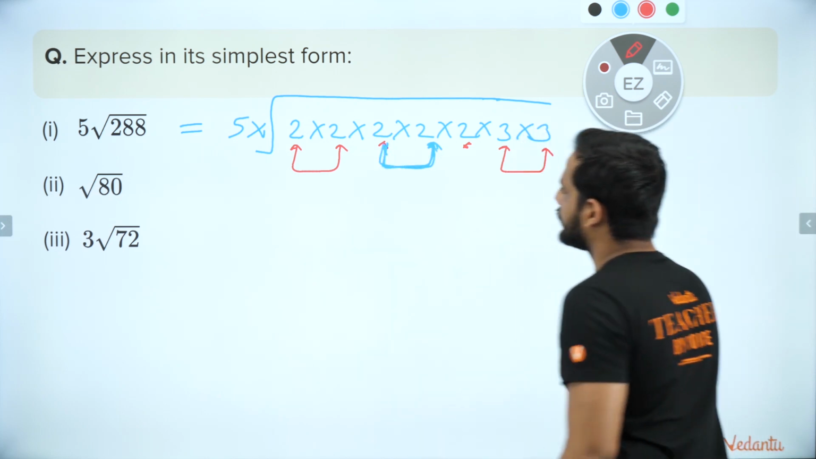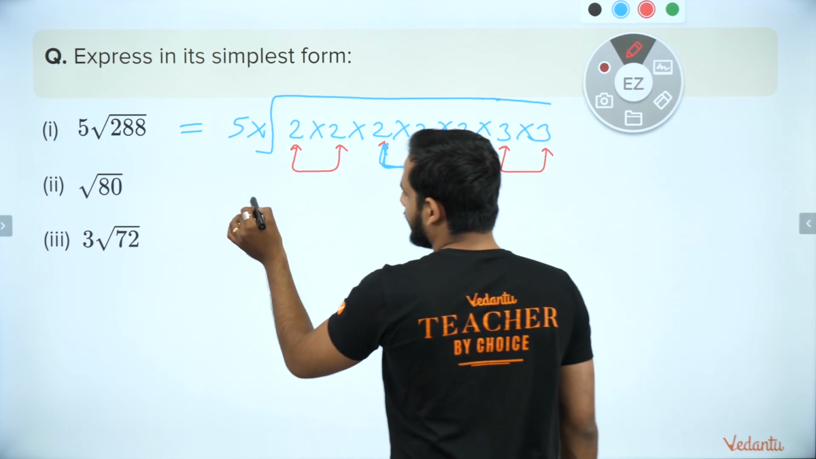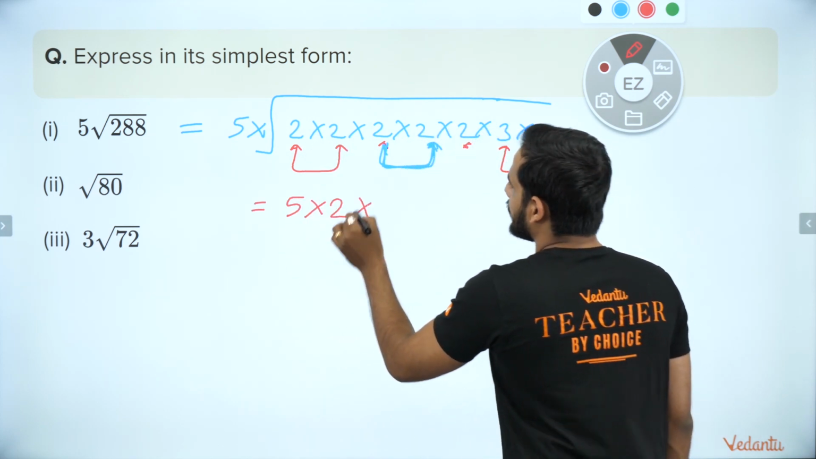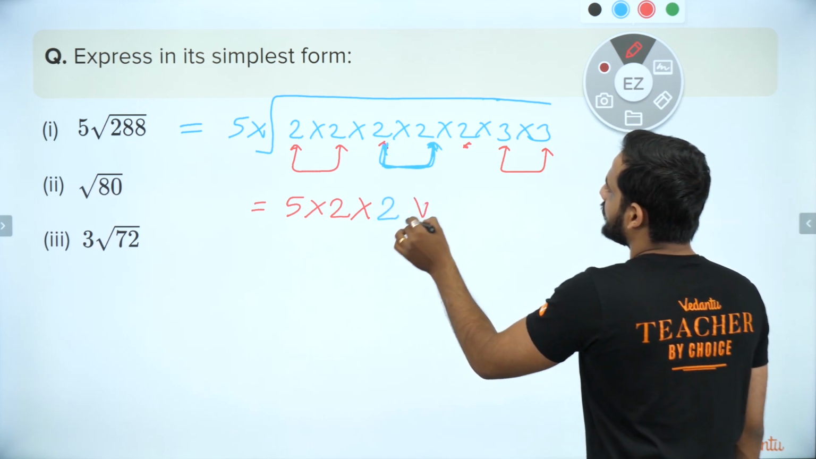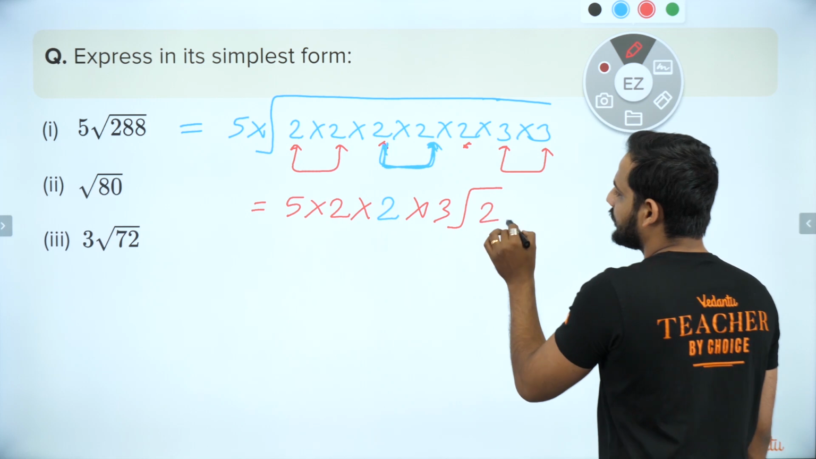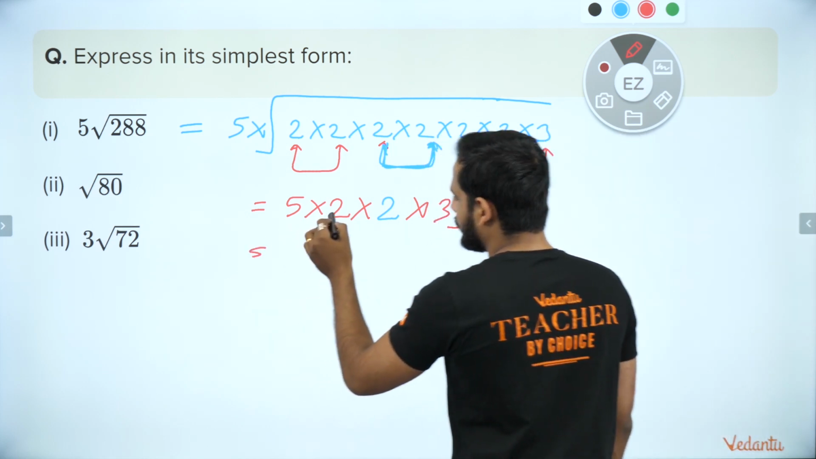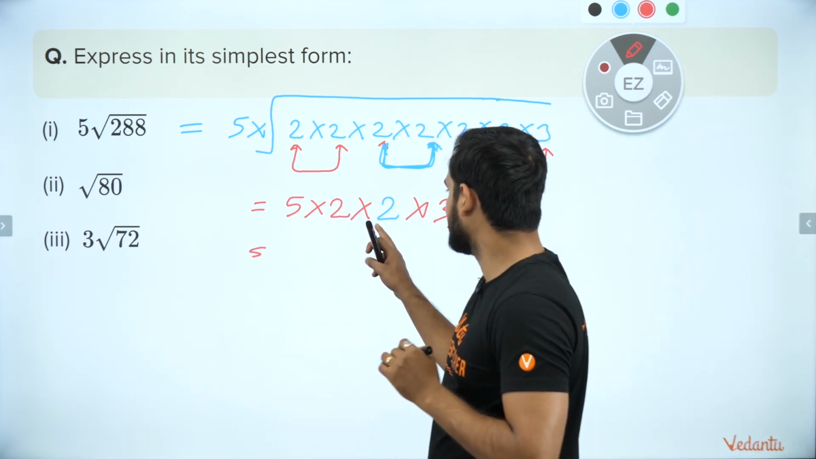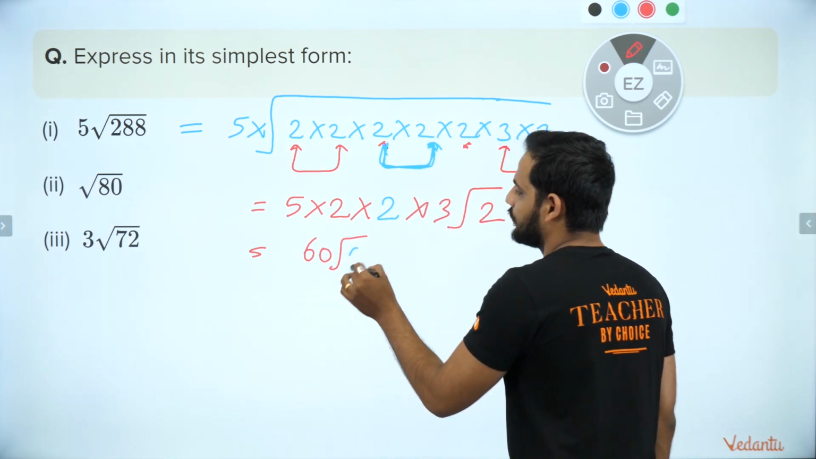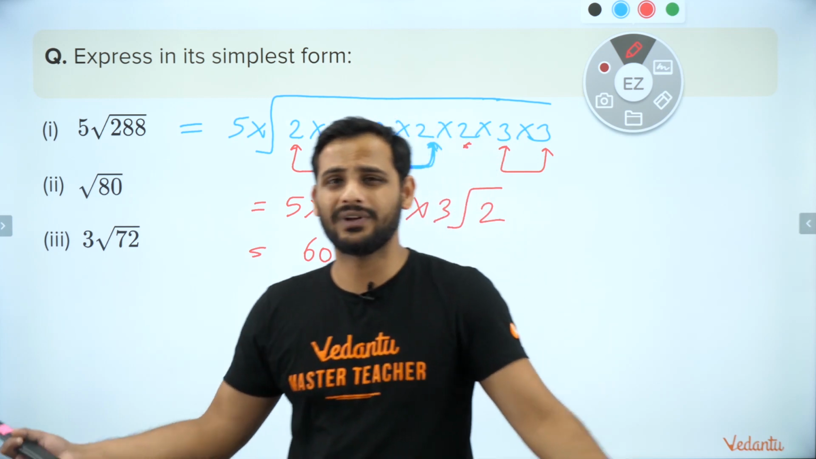Okay, chalo. So these 3 pairs will come out. So you will be getting 5 into this one pair will give you 1, 2. This one pair will give you 1, 2. This one pair will give you 1, 3. And inside under root, we have only now this 2. Okay, so what you got? 5 to 10 to 20, and then 20 into 3, 60. So you got 60 root 2, as simple as that.